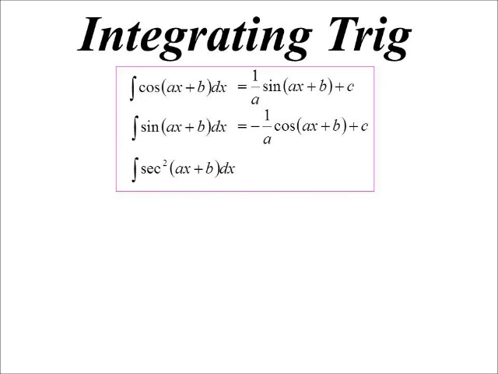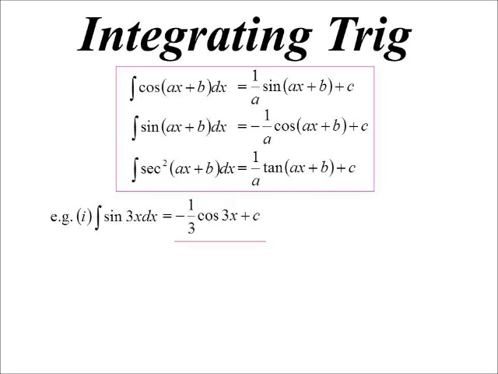And the third one we looked at, we said, well, when we differentiate tan, we get sec squared. Therefore, logically, when we integrate sec squared, we go back to tan. So there's the ones to start us off with. So, integral of sine. Well, sine will go to minus cos. Yes, it's a linear function, so I can just go minus a third cos 3x.